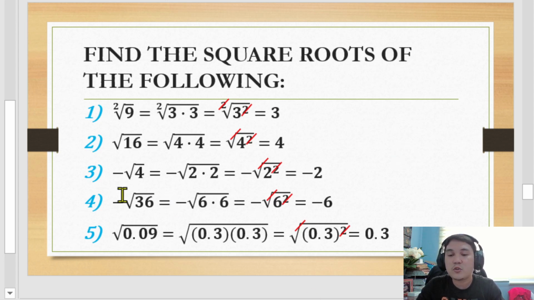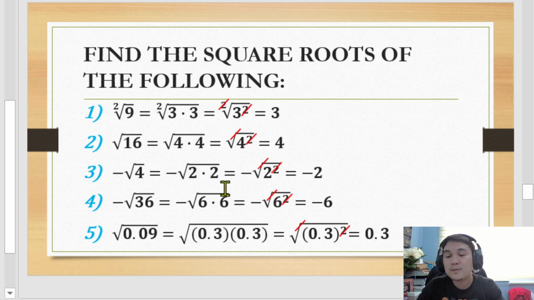So first, we need to copy the negative sign outside the radical sign. So negative. Then, we copy the radical sign and look for a number wherein if we multiply it by itself, it will give us 4. So 2 is the answer because 2 times 2 gives us 4.